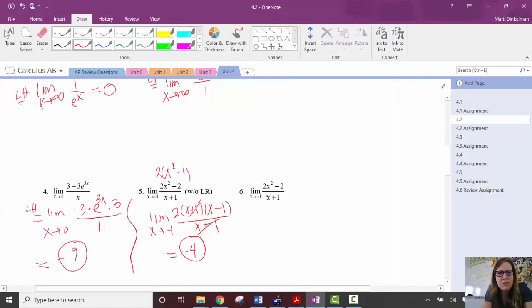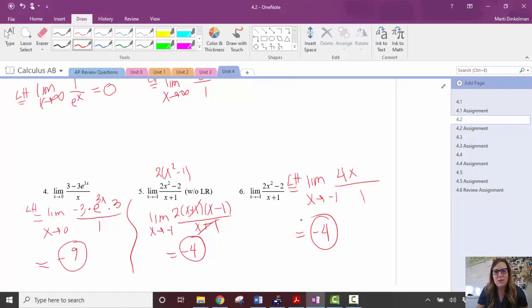Or we could use L'Hopital's rule, because if I try to plug in a -1 right now, I'm going to get a 0 over 0 issue. So let me do L'Hopital's rule. Derivative of the denominator is just a 1, and then the derivative of the numerator would be 4x and then -0. And guess what happens if we plug in a -1? We also get -4. So it doesn't matter which strategy we use. Again, L'Hopital's rule, though, only in those 2 instances.